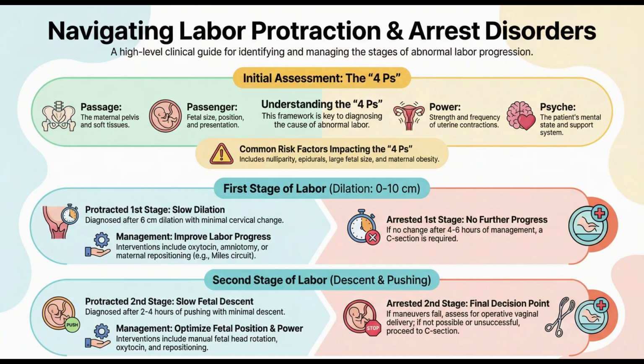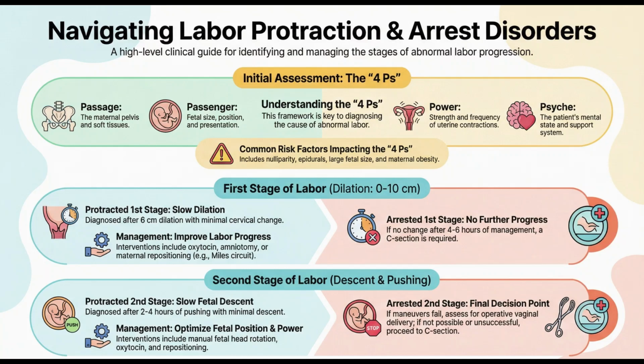Let's do a quick summary of that flow from protraction to arrest. Okay, in the first stage, protraction is about those long time limits, 20 hours for a first-timer. Interventions are all about objectively fixing power to get over that 200 MVU target. Arrest is called after 4 hours of adequate power or 6 hours of inadequate power, which then leads to a C-section.